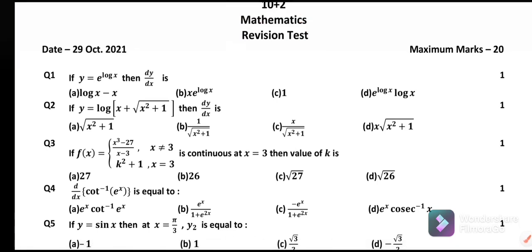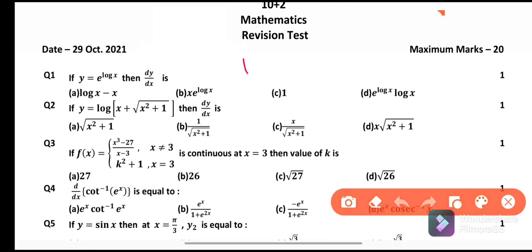because e raised to the power log x is equal to x, so y is equal to x. Now the derivative of x is equal to 1, so the answer is 1.